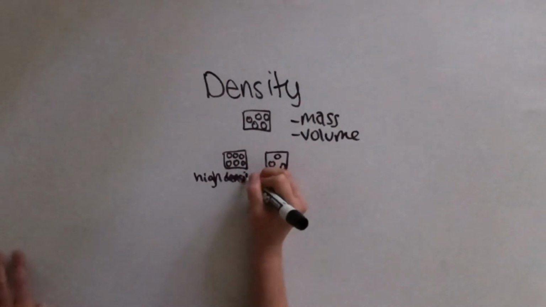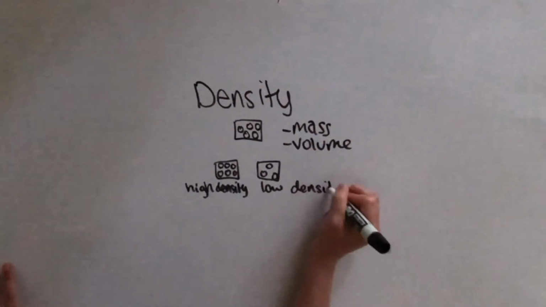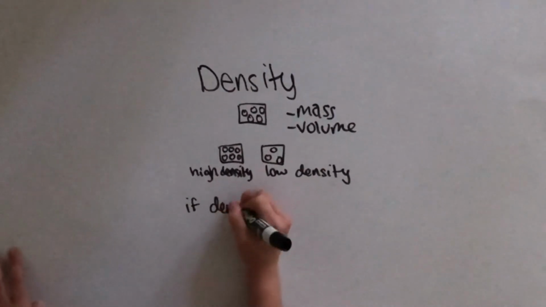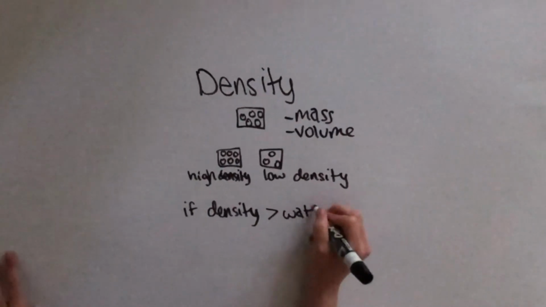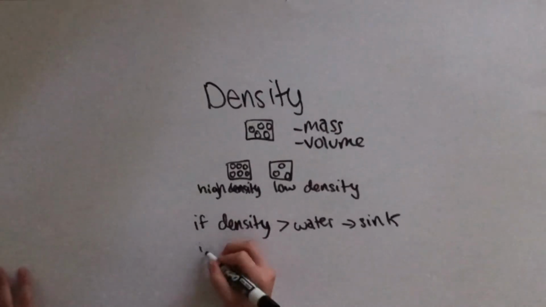A high density means that the particles are tightly packed, and a low density means that the particles are more loosely packed. If the density of an object is less than the density of water, the object will float. If the density of the object is greater than the density of water, the object will sink.